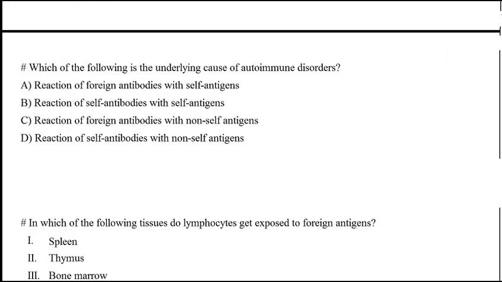So back to the first question. Which of the following is the underlying cause of autoimmune disorders? If you recall, without just looking at the answer choices, autoimmune disorders are due to our immune cells mounting too strong an attack against MHC1 self-antigens. So reaction of self-antibodies with self-antigens would be the correct answer.